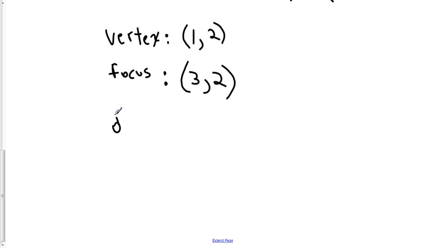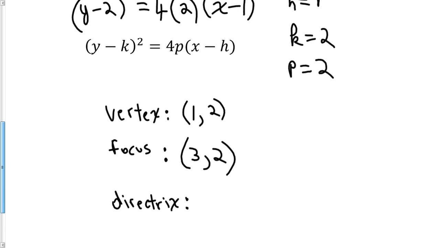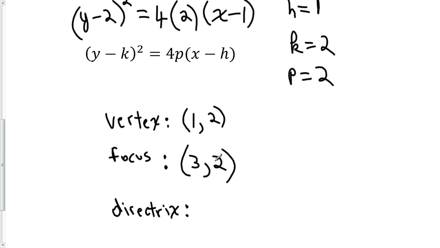And now for the directrix. Well, the directrix is the equation of a line. And since we know the equation of this line is the equation of a vertical line, it's going to be x equals some number. Well, what is that number? I'm going to take the x value of the vertex, which is 1, and I'm going to subtract p from it. 1 minus 2 is negative 1.